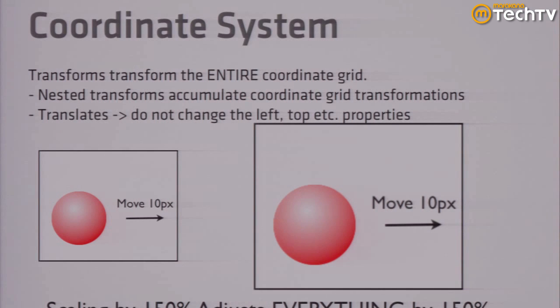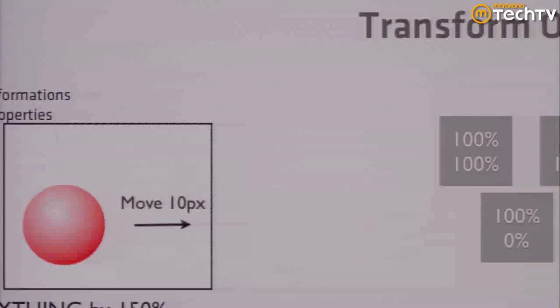The other thing is that translates don't change the top and left property of an object. So if you query a top or a left, you'll be surprised after you move stuff using translate. You will be shocked to find that it lies to you. It tells you that it's still in the old position and it hasn't moved at all. So you can't trust your left and top queries when you're using transforms.